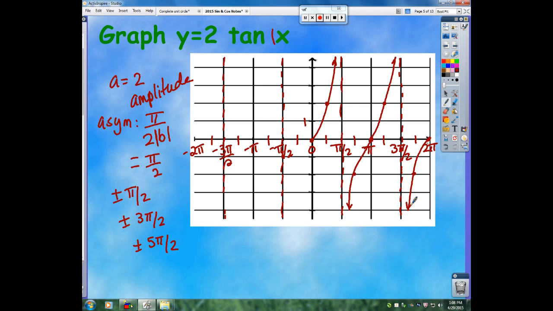Alright, continue on the negative side. So here at negative pi over 4, we're down at negative 2. At negative pi, we're at 0. We're up at positive 2 at negative 3 pi over 4. At negative 5 pi over 4, we're down at negative 2. And we're getting toward those asymptotes. At negative 2 pi, we're at 0. And we're up at positive 2 at negative 7 pi over 4. Alright, so that's what changes our amplitude. We're just stretching it up 2.